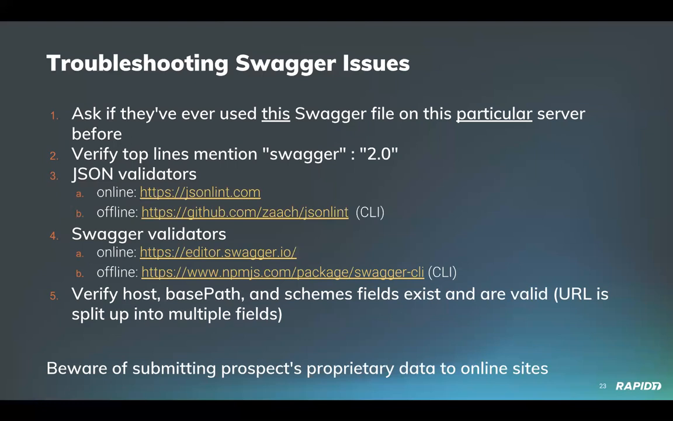The most common issue that I run into is people don't have the host, the base path, or the schemes field. These are three important fields that define what the host is, whether it is HTTP or HTTPS, and the base start of the URL. And again, beware of submitting this to online sites. If you see base URI in there anywhere, it was converted from a RAML file.